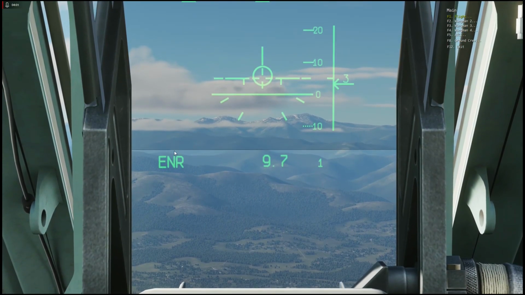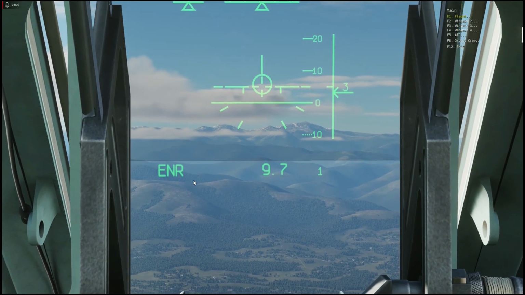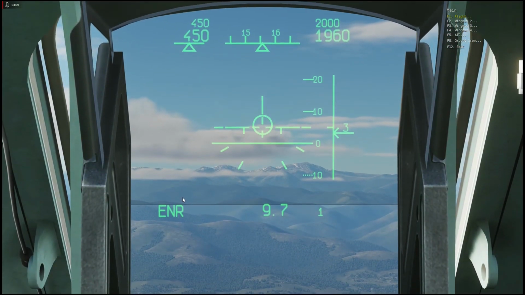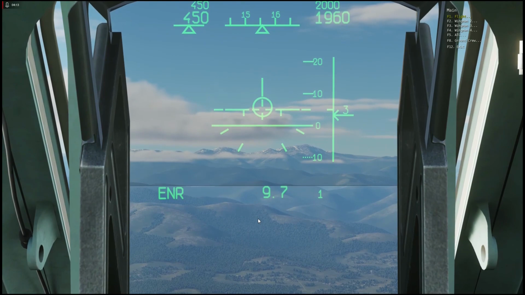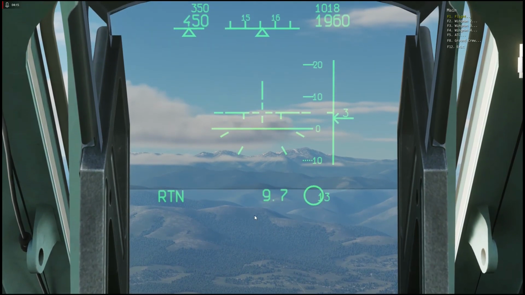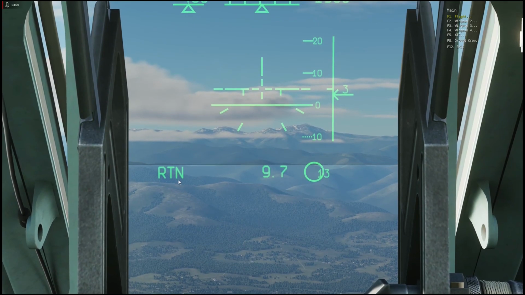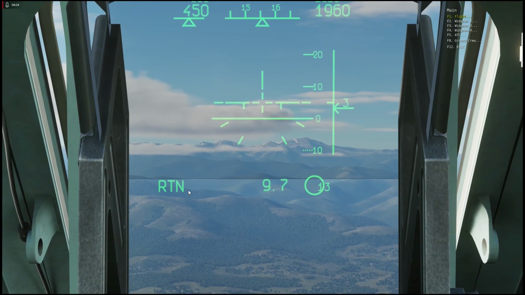Down here to the left we have the navigation mode. There are several modes. There is this en route mode, that is just basic fly waypoint to waypoint mode. The next one is the return mode. It guides you back to the return point, lining you up for landing.